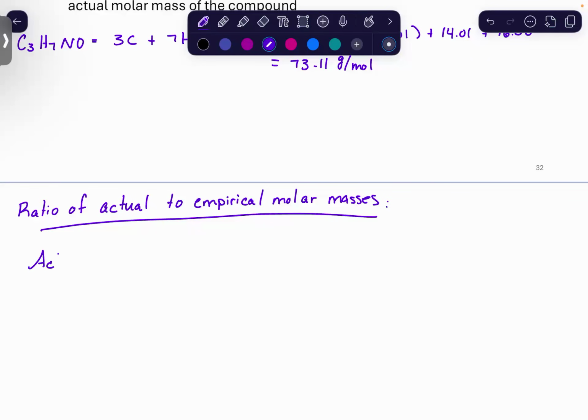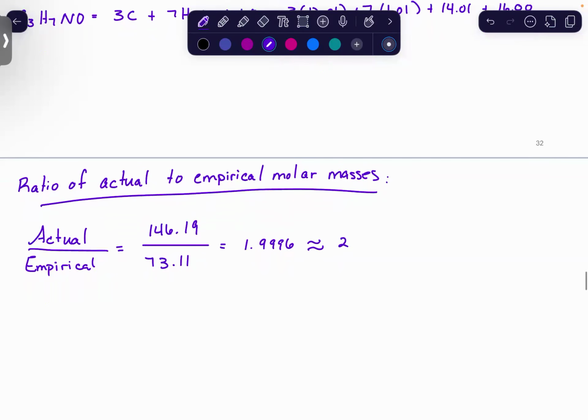So that's going to be our actual over empirical. Nope, never mind, it's not a percentage. So what we're going to do now is take our 146.19 grams per mole over the 73.11 grams per mole we just calculated, and you're going to get numbers a lot like this: 1.9996. When you get a number that's that close to a whole number, what we do is round it to the nearest whole number. Now that 2 is our multiplier.